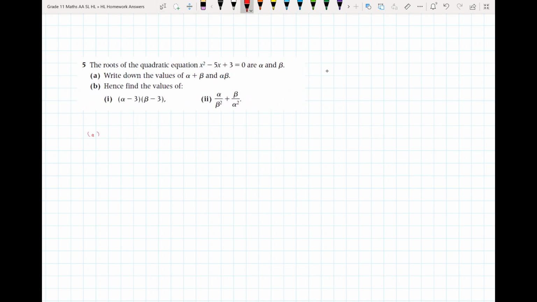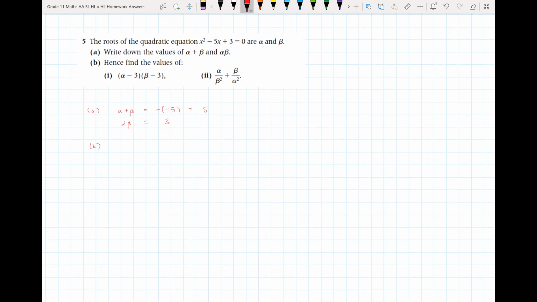All right, so part A. Well, alpha plus beta is just negative of b, which is negative of negative 5. So it's positive 5. The product is just 3 over 1, so it's just 3. So using these, we can find out what these respective expressions are.